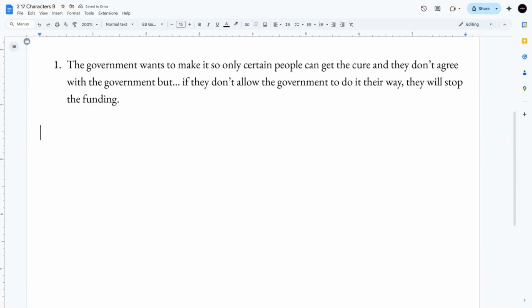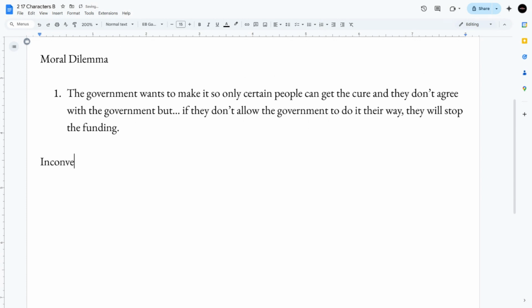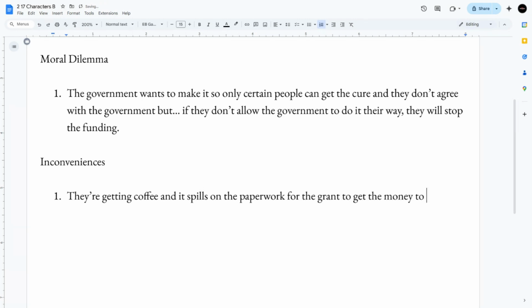What about, let's think of something a little bit less crazy. Let's go to inconveniences. Oh, that's spelled right. Oh, I'll take it. All right. Inconveniences. So maybe the inconvenience is, let's see, they're getting coffee, and it spills on the paperwork for the grant to get the money to do the tests and prove their theory. So now they have to rewrite all the paper.